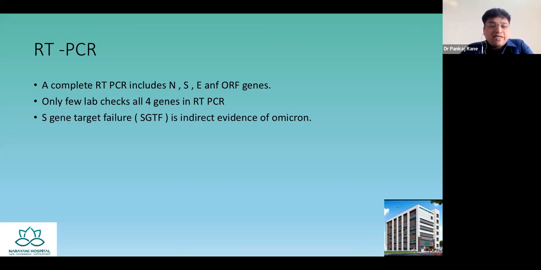Now in RT-PCR they are testing 4 genes, N, S, E and ORF. Only a few labs are checking for all these 4 genes.